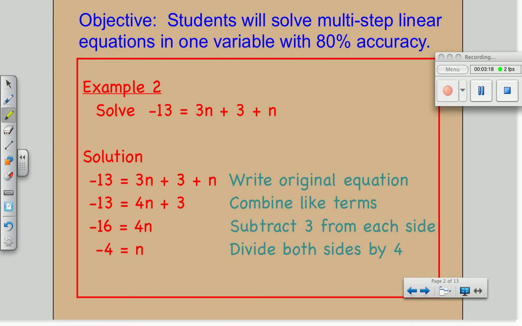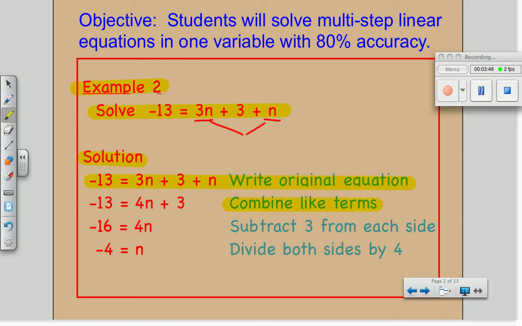Example 2. Solve negative 13 equals 3n plus 3 plus n. So, where's our host? We have one here and one here. We have to put them together, right? So that's what we're going to be doing down here in our solution. So, write the original equation, negative 13 equals 3n plus 3 plus n. Now what do we do? Combine like terms, or combine our hosts.